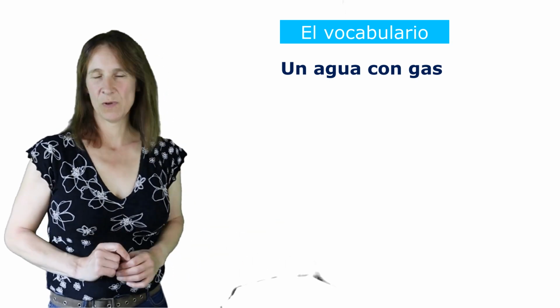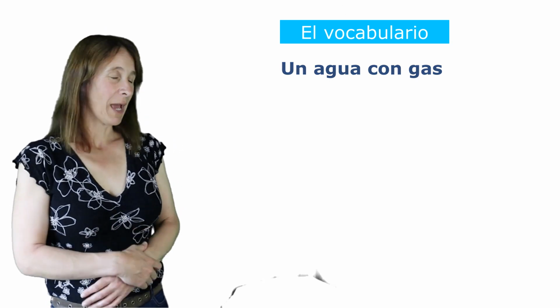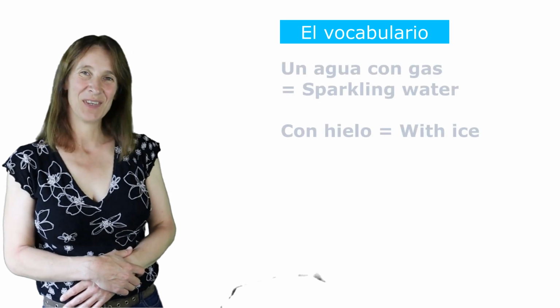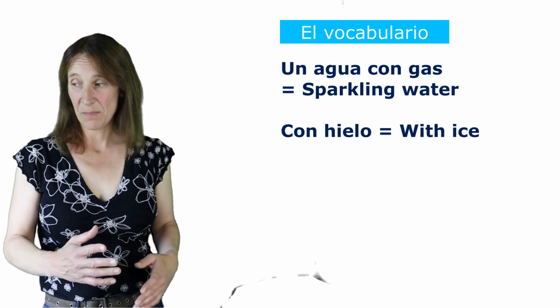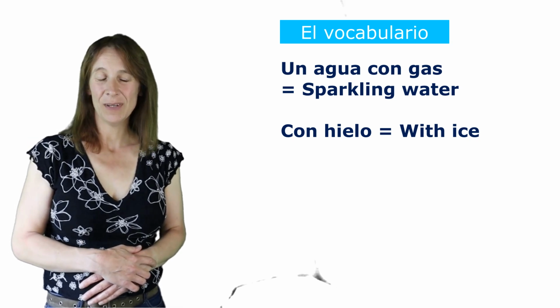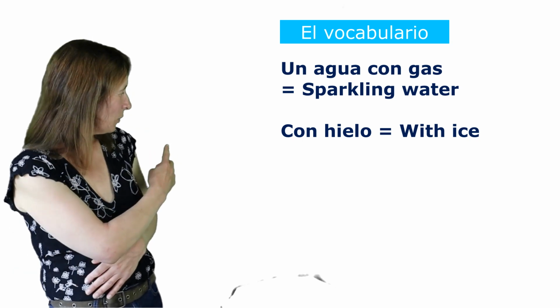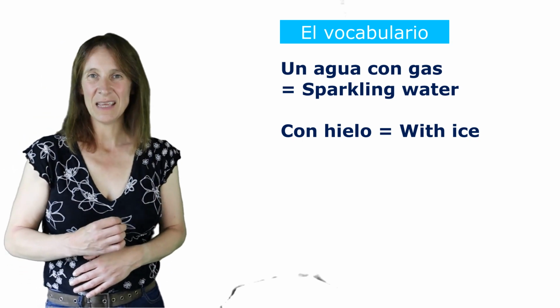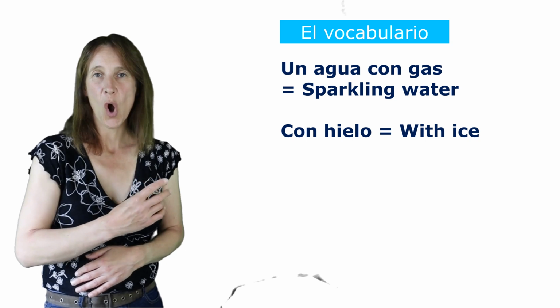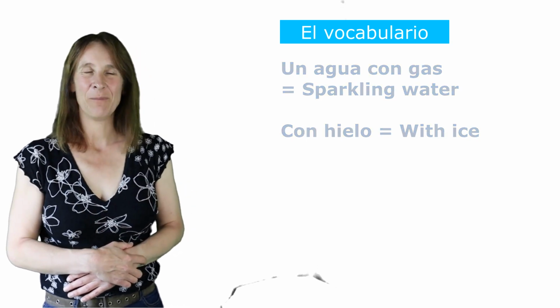That very important word, con, means with. So, agua con gas, sparkling water. Some people want it with ice, con hielo. It sounds like the colour, yellow, but it's spelt with a silent H, I-E-L-O, hielo, con hielo. Bien.